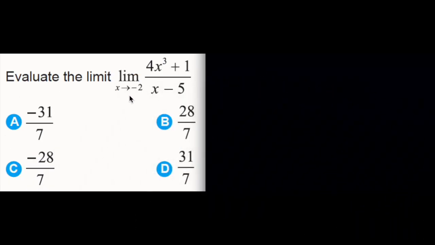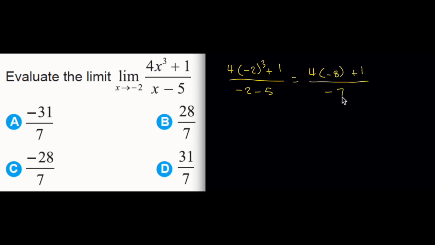Evaluate the limit when x tends to negative 2 of 4x to the power 3 plus 1 over x minus 5. Just plug in the value of x into the limit. So it will be 4 times negative 2 raised to the power of 3 plus 1 over negative 2 minus 5. So it will be 4 times negative 8 plus 1 over negative 7. So it will be negative 31 over negative 7, which equals 31 over 7. So the answer is D.